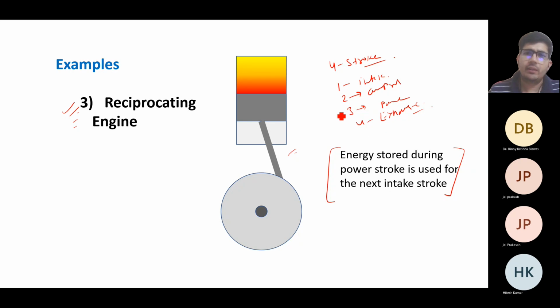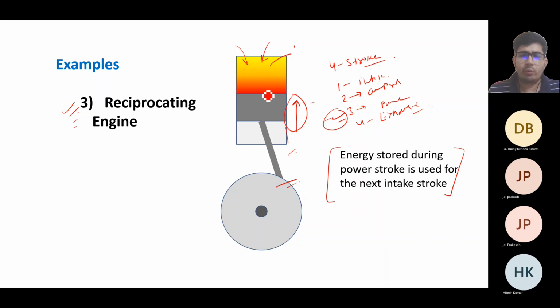In the power stroke, when the fuel is combusted with the air, it releases a high amount of energy. That energy pushes the piston downwards, and when the piston is pushing downwards, the flywheel is storing the energy. When the piston is at the bottom, that stored flywheel energy is given back to the piston, and the piston moves upwards. In this way, the flywheel works.